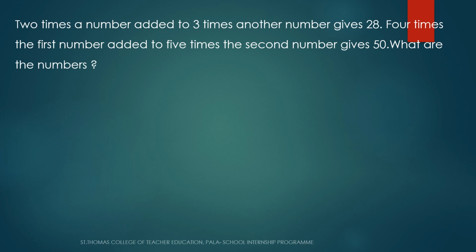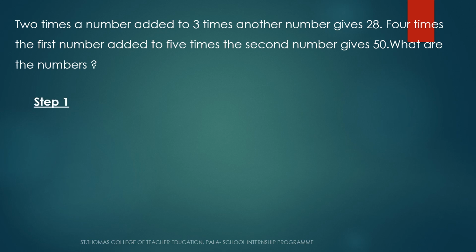Let's discuss another problem. Read the question. 2 times a number added to 3 times another number gives 28. 4 times the first number added to 5 times the second number gives 50. What are the numbers? All of you read the question once again. We have done the same kind of problem in the last class. Okay, then go through the question once again and tell me the steps easily.